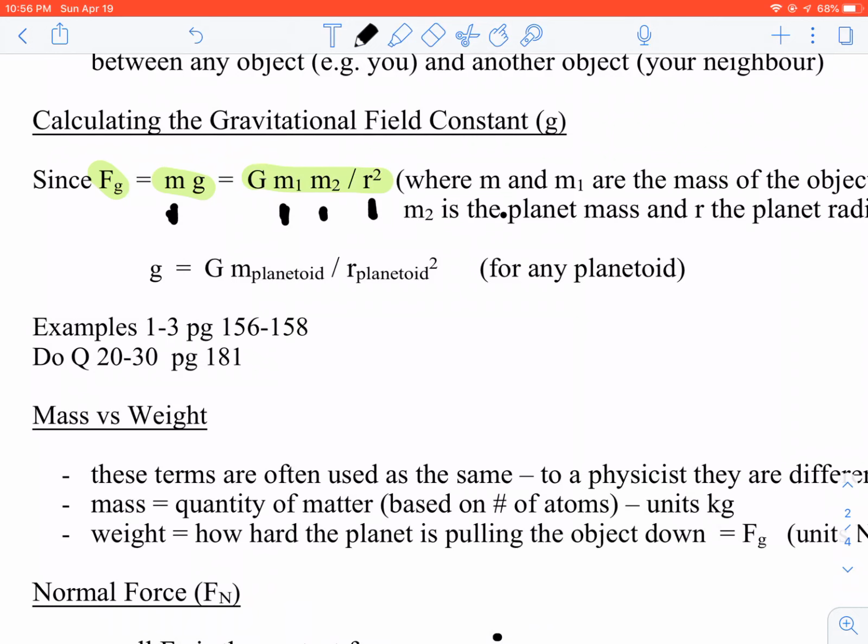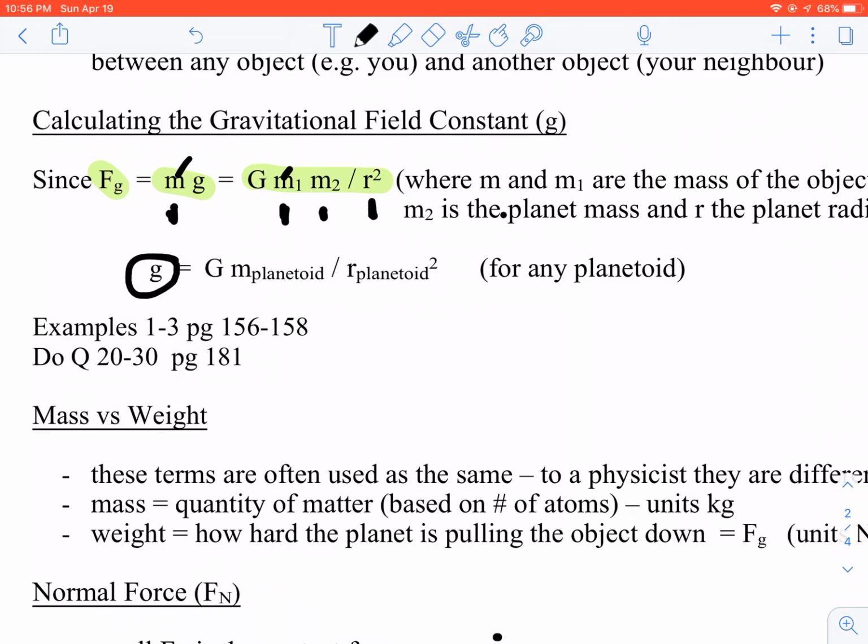Oh, but if I cancel the m's out here, I'm left with little g is equal to G times the mass of the planetoid, or the celestial body, divided by its radius squared. And that will tell me, for any celestial body in the universe, what will be the value of little g? What will be the gravitational acceleration for objects when they're dropped?